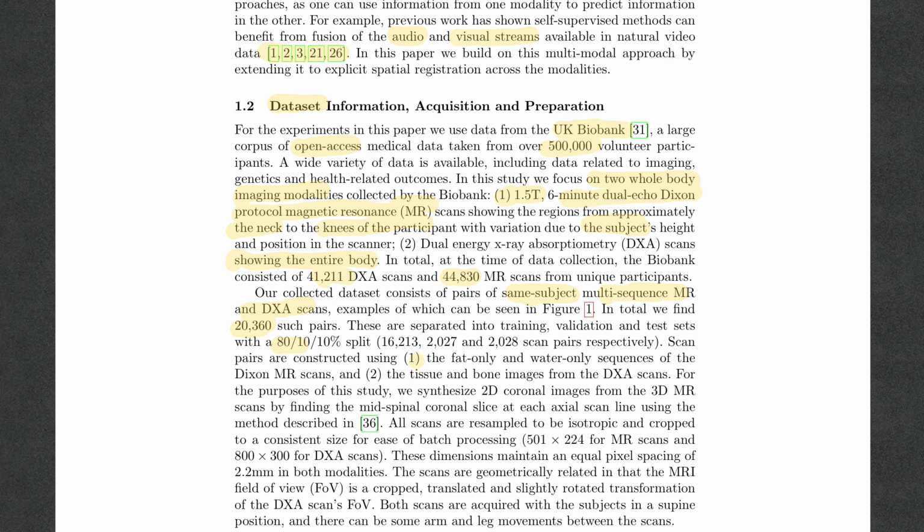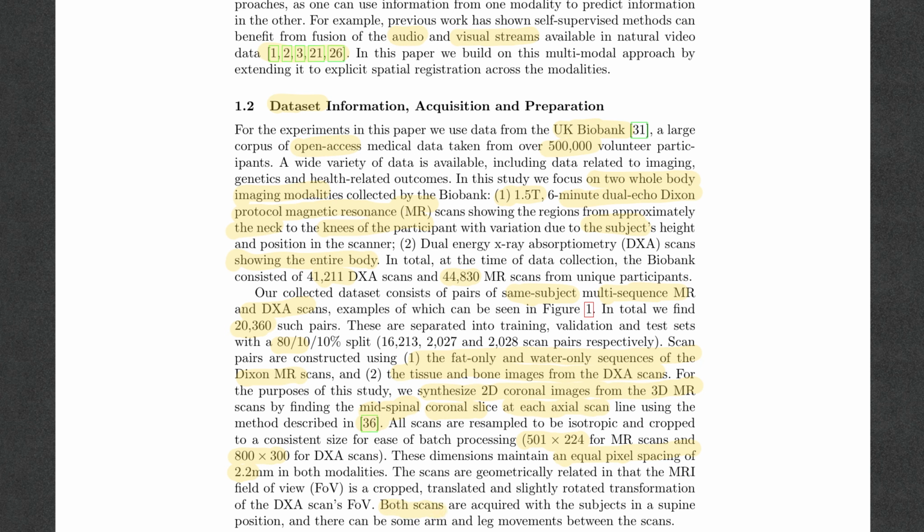So the modalities are, again, the fat-only and water-only sequences of Dixon MR scans and the tissue and bone images from DXA scans. They synthesize 2D coronal images from 3D MR scans by finding the mid-spinal coronal slice at each actual scan line using the method described in one of the references. And as other pre-processing, all of the scans are resampled to be isotropic, and they are cropped to a consistent size of 501 by 224 for MR scans and 800 by 300 for DXA scans. They mentioned that these dimensions are important because they mean an equal pixel spacing of 2.2 millimeters in both of the modalities.